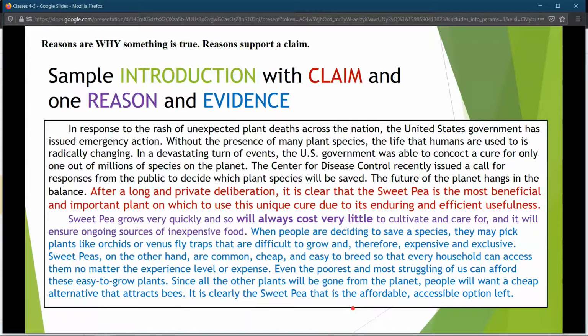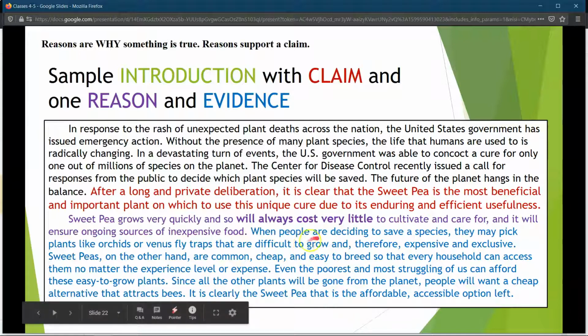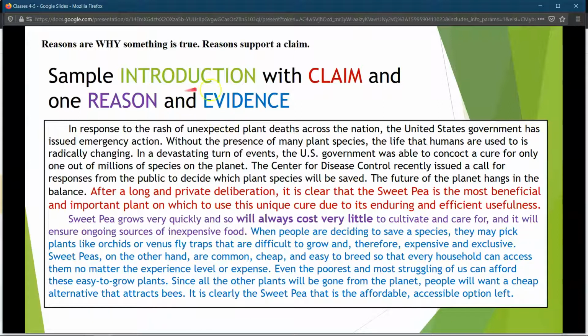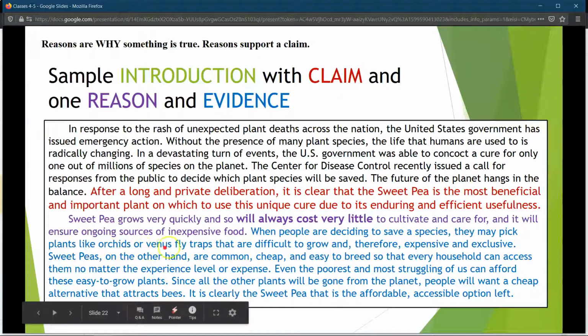So then going from there, when people are deciding to save a species, and this is with the intro with claim and then one reason and following evidence. When people are deciding to save a species, they may pick plants like orchids or Venus flytraps that are difficult to grow and therefore expensive and exclusive. Sweet peas, on the other hand, are common, cheap, and easy to breed so that every household can access them no matter the experience level or expense. Even the poorest and most struggling of us can afford those easy to grow plants.